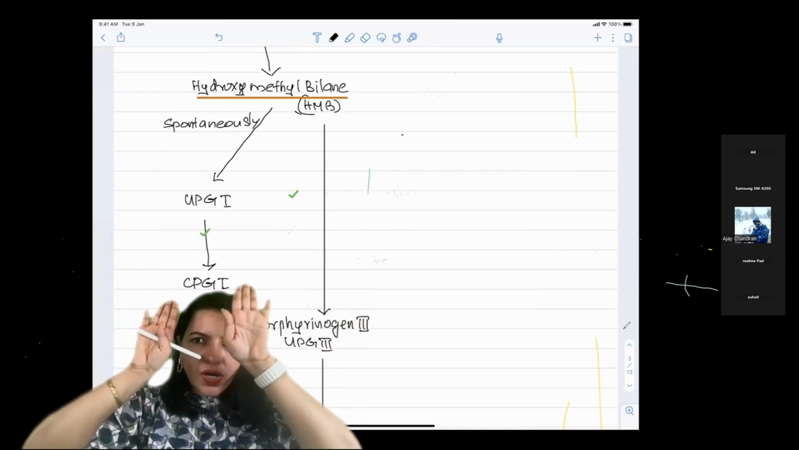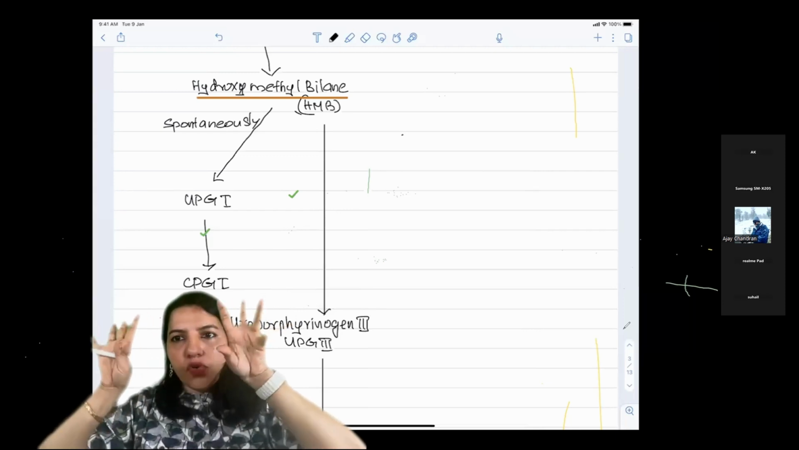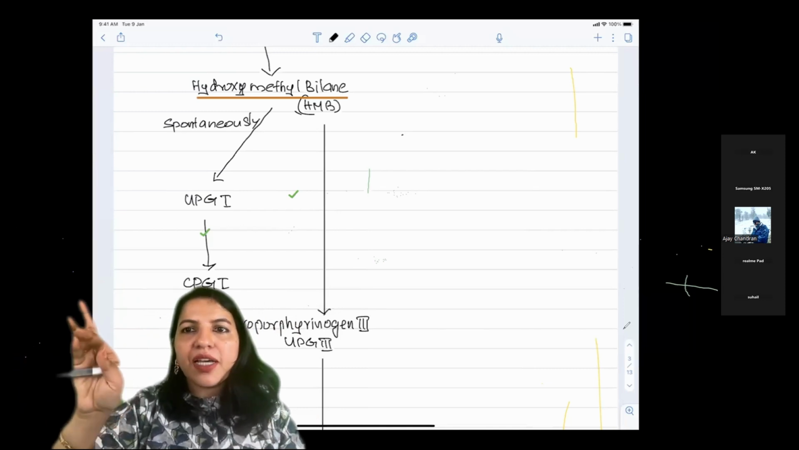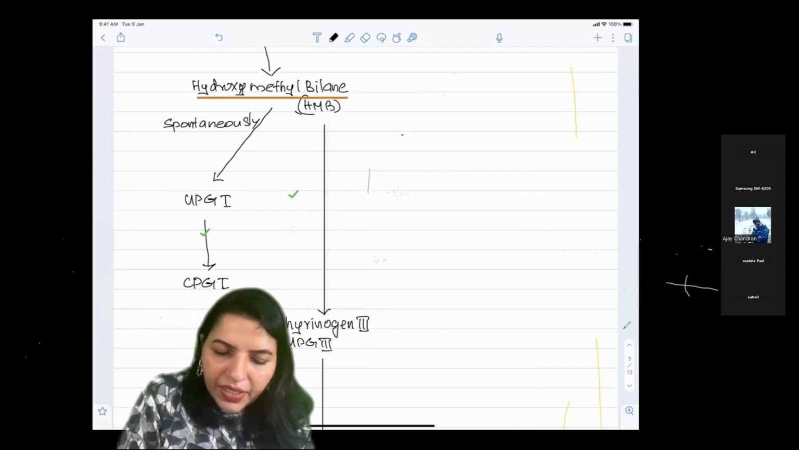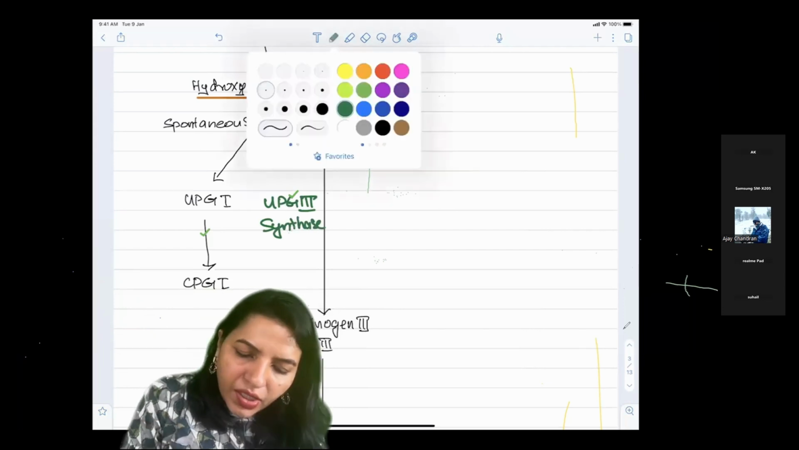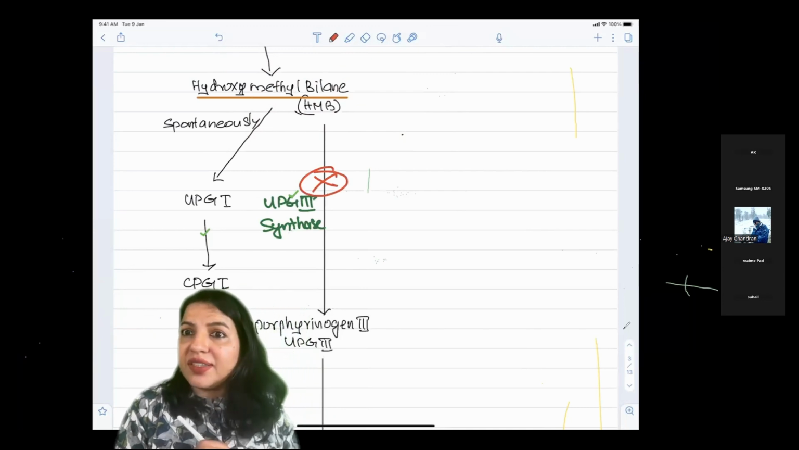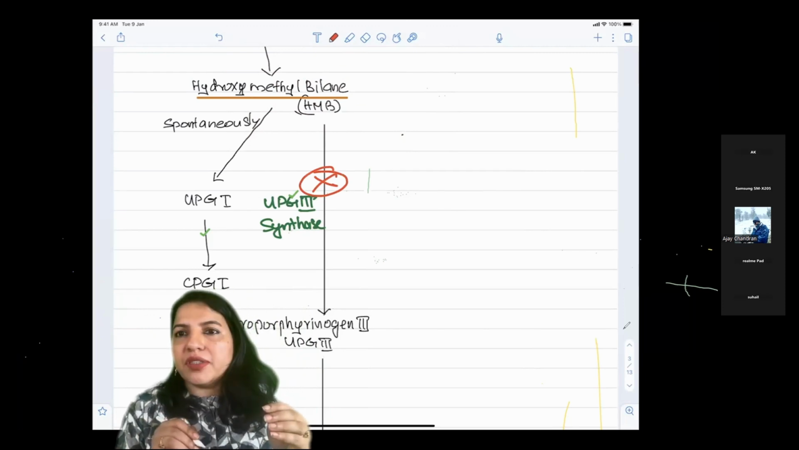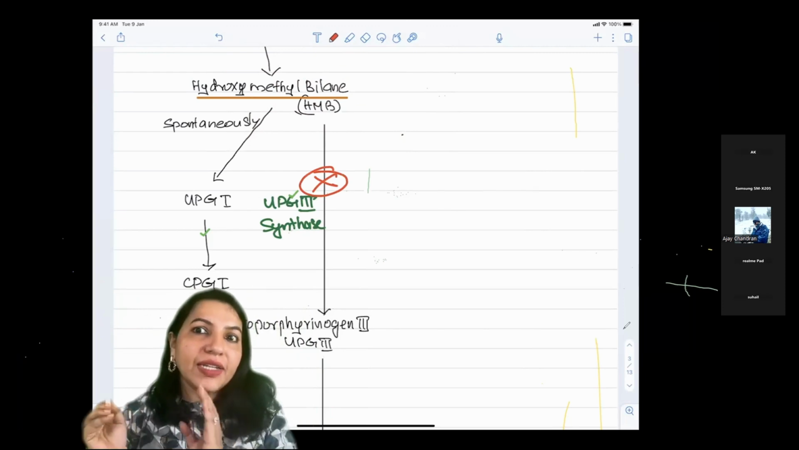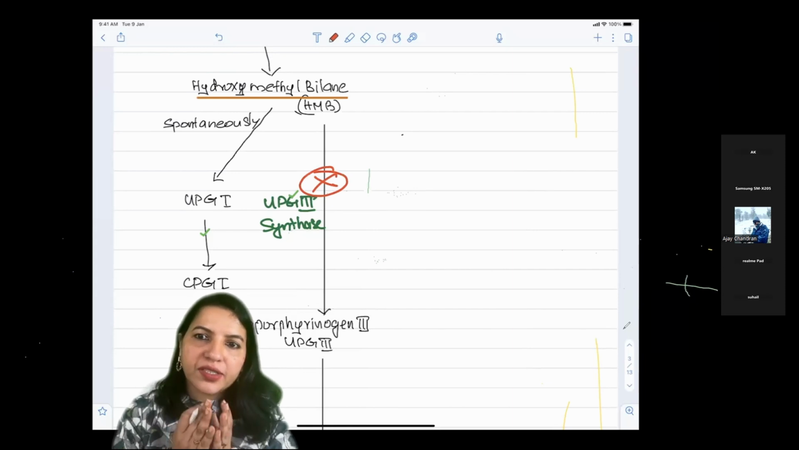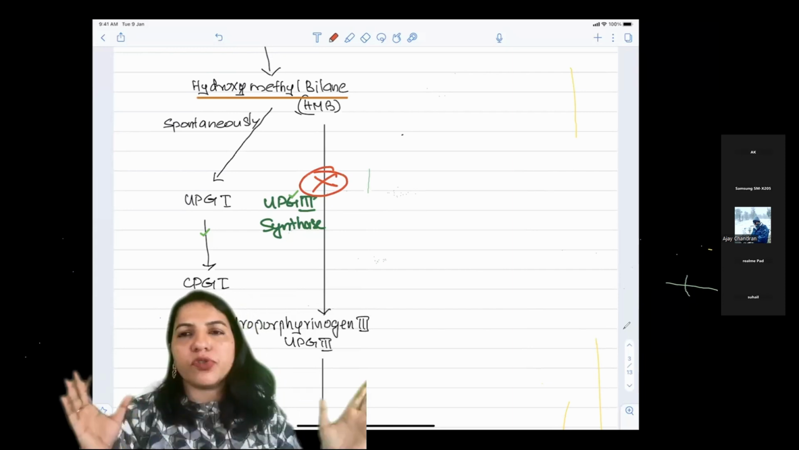Okay, next we go to the next step: hydroxymethylbilane is now in a linear tetrapyrrole state. You can see my hands, 1, 2, 3, 4. So there are four pyrrole rings. Now they are going to cyclize like this, and that step is by an enzyme called UPG3 synthase. If there is a block here in UPG3 synthase, what will happen? Will it cause photosensitivity or not? Can anybody tell me?